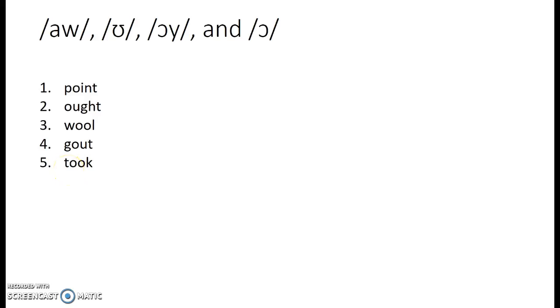Number 6, joy. Joy. J, oy. Simple 3-letter word. So remember, it's OY because English words cannot end in I. So the OY sound, the oi sound at the end of words is always spelled OY.